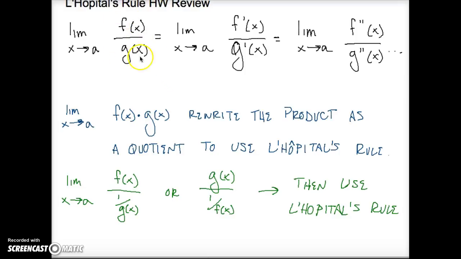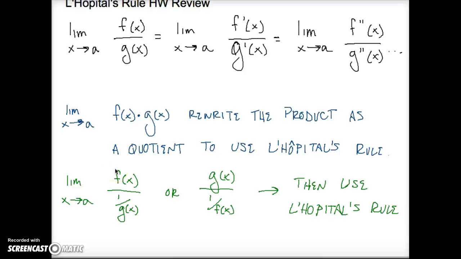So this works when we are dividing two functions. L'Hopital's rule doesn't tell us anything about when we multiply two functions and get an indeterminate form. So if we take the limit as x approaches a of f of x times g of x, and we get 0 times infinity or infinity times 0, before we can use L'Hopital's rule, we have to rewrite the product as a quotient to use L'Hopital's rule.